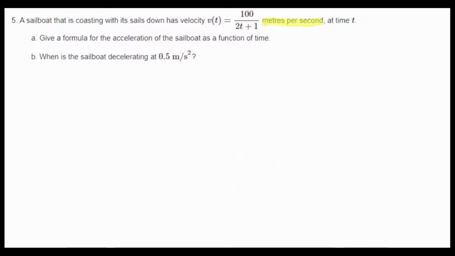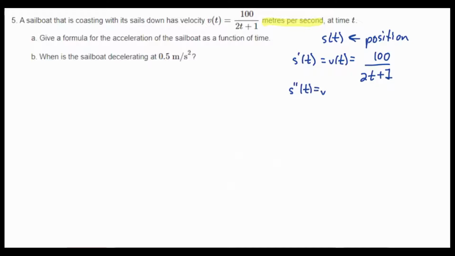So remember, if I have s of t, that would be my position. And I don't have that equation in this case. We don't know the function that describes position. We do know the first derivative, though, which is v of t equals 100 over 2t plus 1. And so I can find the next derivative, which is my acceleration, and we'll find that in a moment.